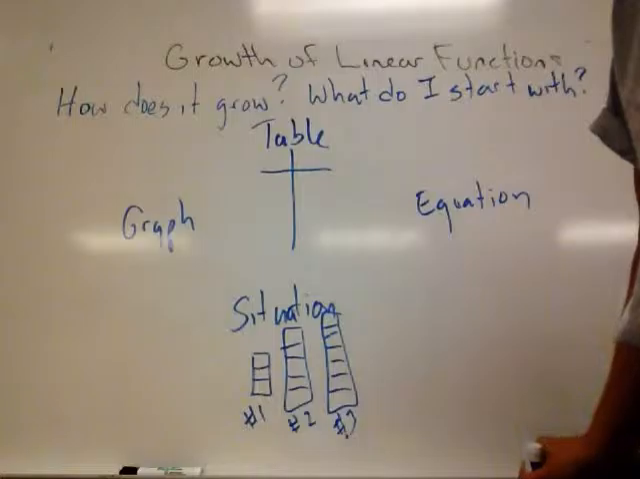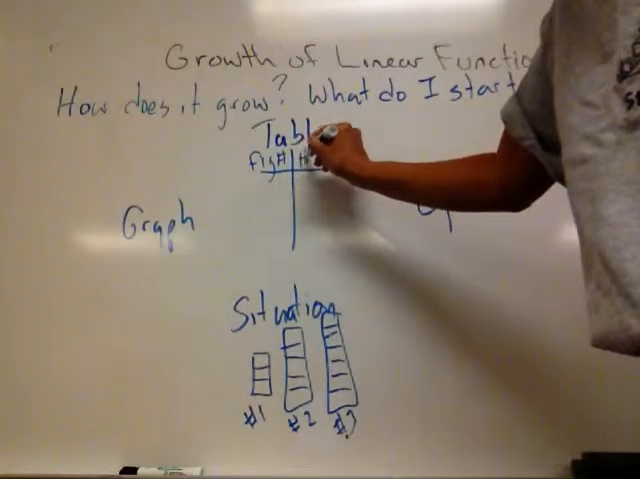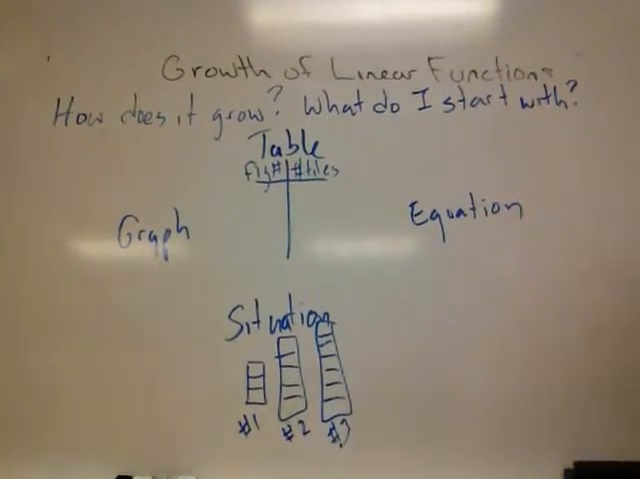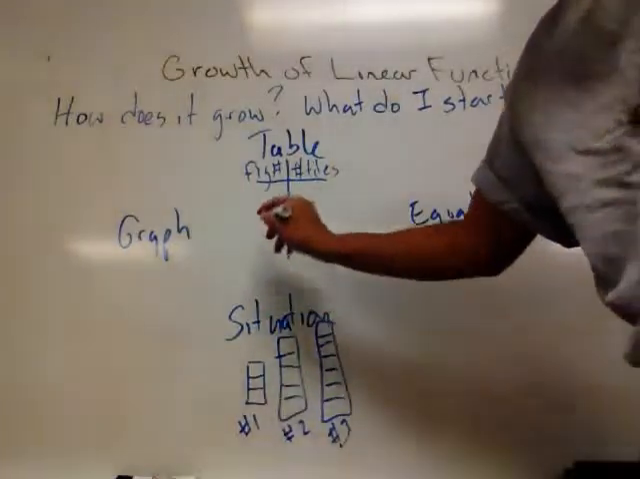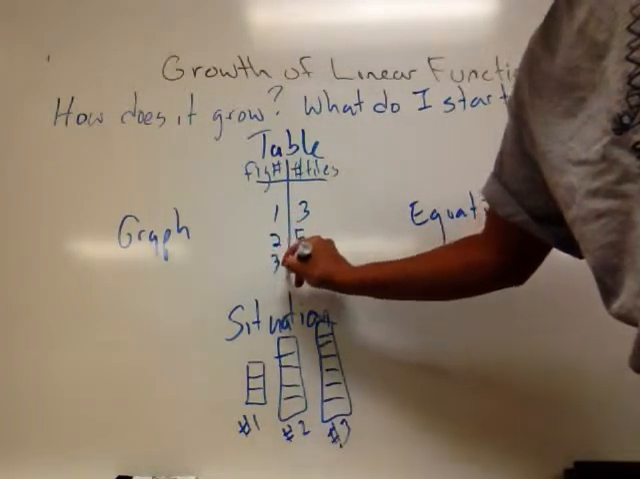So we definitely want to make sure we label our table. This is figure number and number of tiles. We need to communicate with the person who's looking at our work so that they know what we're talking about. All right, so figure number 1 had 3, figure number 2 had 5, figure number 3 had 7.